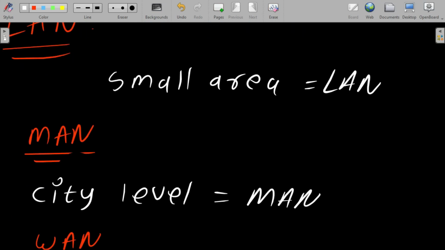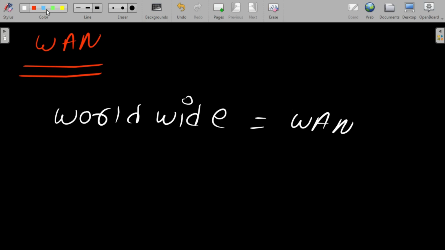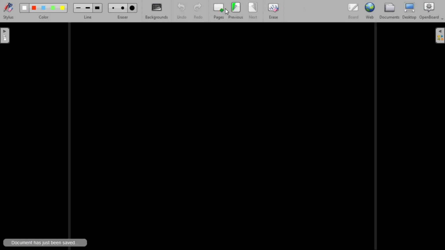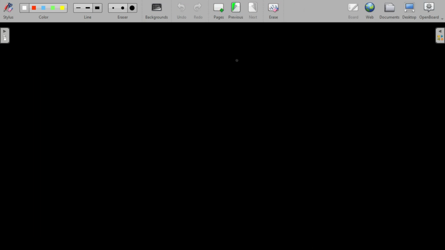So now let us see network topology. Topology means arrangement of devices in a network. It tells us how computers are connected. Think of it as a roadmap showing how devices communicate. Common topologies are, let me move to the next page. So now let us see the common topologies.